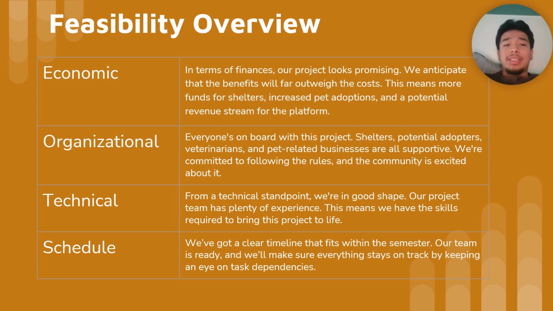So we have our 4 sections right here. I'll begin with the economic section. In terms of finances, our project's looking great. We anticipate the benefits will far outweigh the cost. I'll show a spreadsheet in the next slide, but this means more funds for shelters, increased pet adoptions, and a potential revenue stream for the platform.